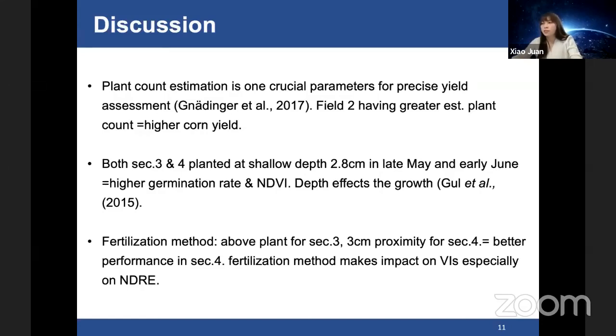The results in figure five also show that section four performed better than section three, indicating the fertilization method makes an impact on the vegetation indices, especially on the NDIE, which is a useful indicator for plant vigor.